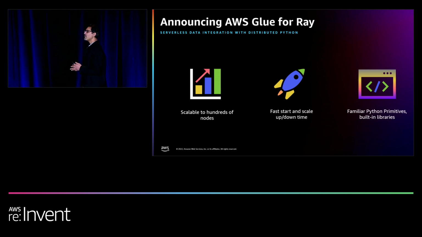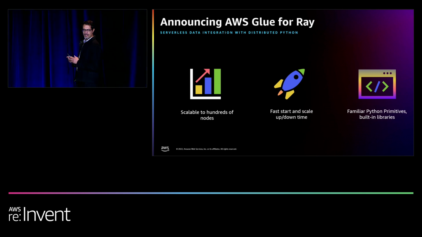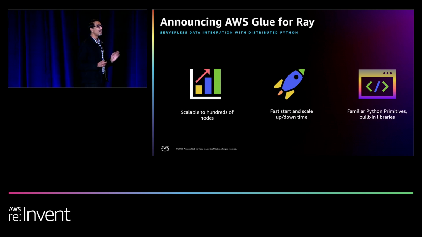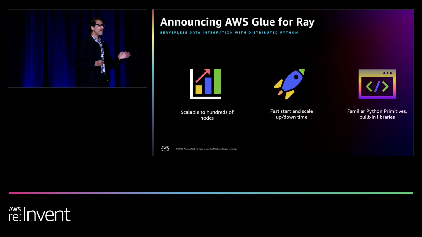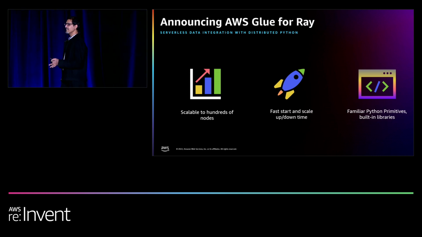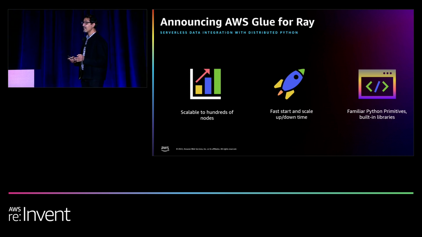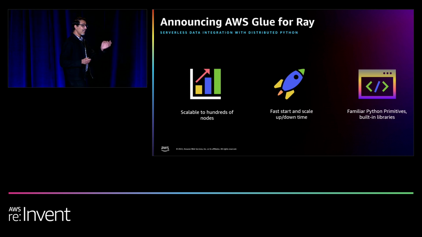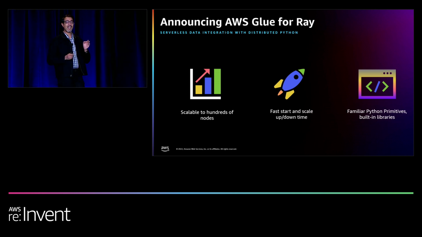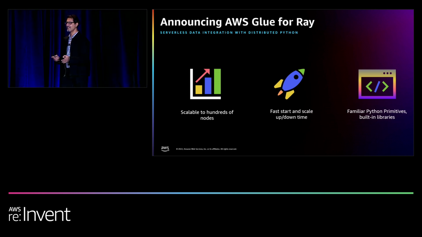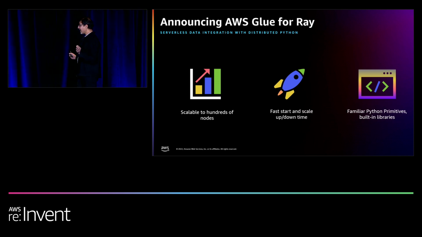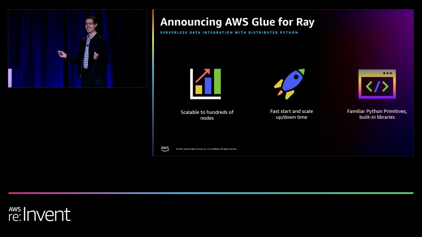AWS Glue is known for its fast startup time. And AWS Glue for Ray is going to be even more fabulous. From the time you submit your job to the time it starts is under 10 seconds. You heard it right. Not 10 minutes, not 2 minutes. It's under 10 seconds. And auto-scaling is also instantaneous.